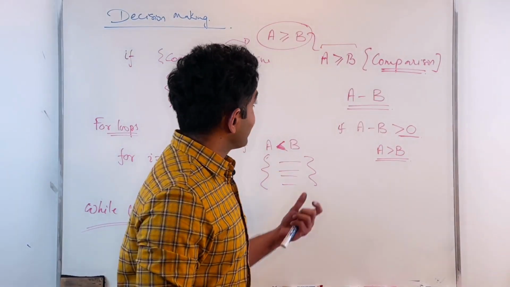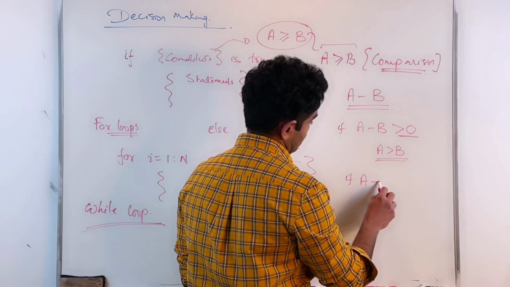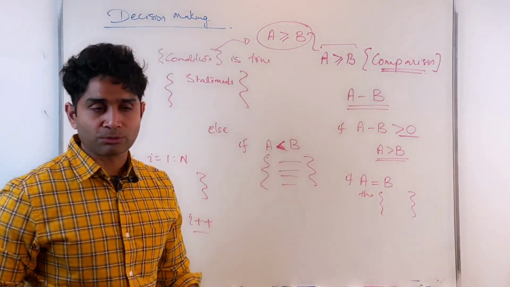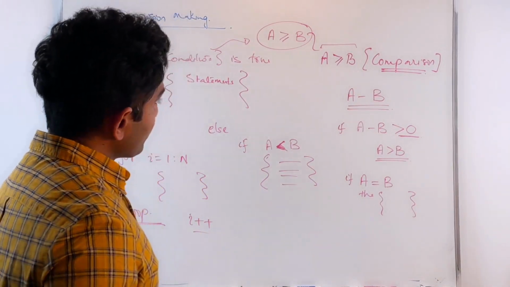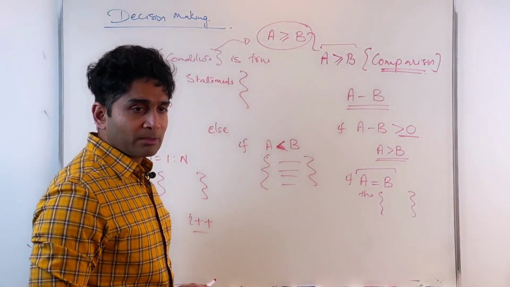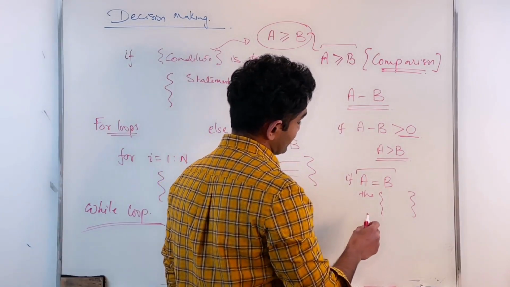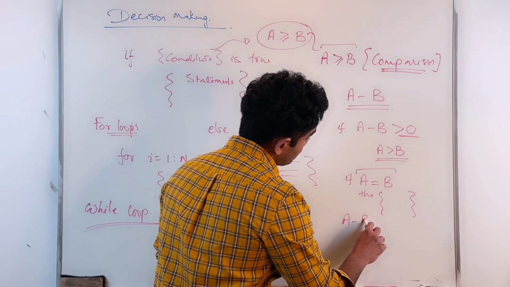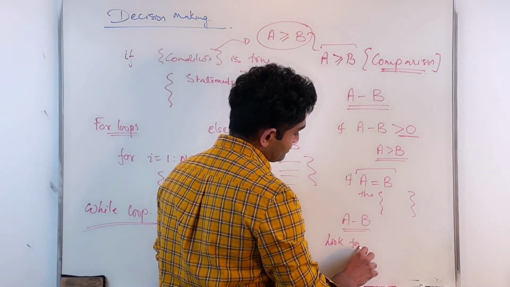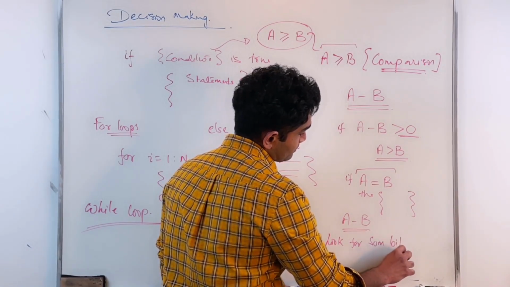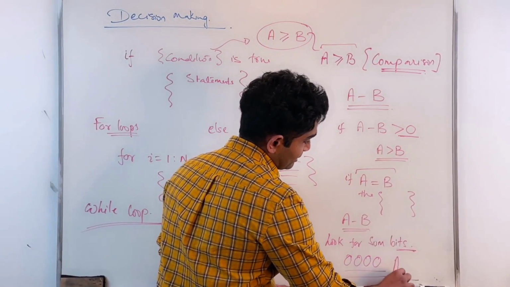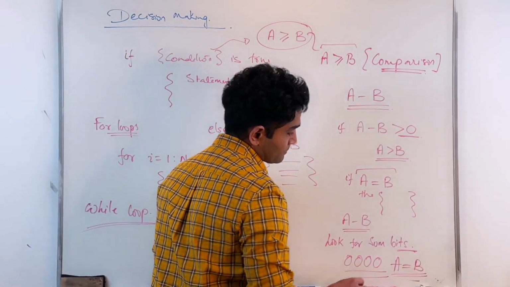Let's say I'm checking for a condition, if A equals B, then execute those statements. Because I'm trying to compare the magnitude of these two numbers at the hardware level, I can configure it to perform an A minus B operation again and look for the sum bits. If the sum bits are all zeros, that means A is equal to B, right?